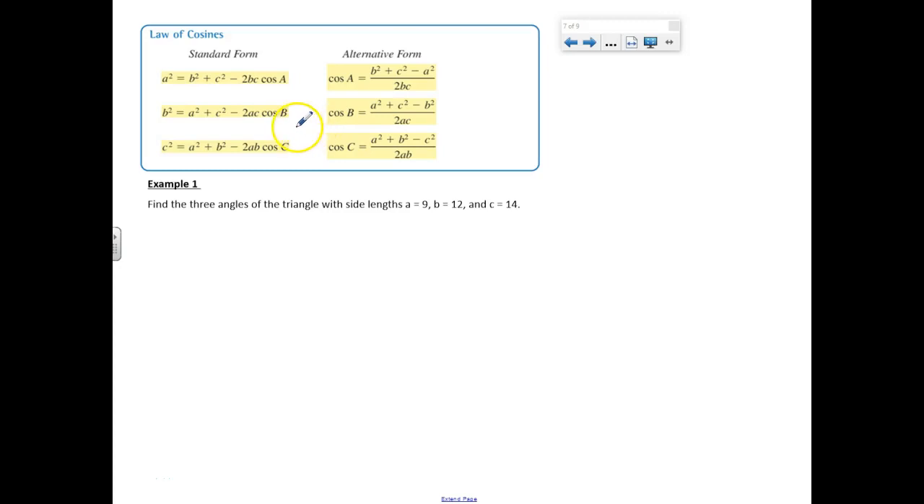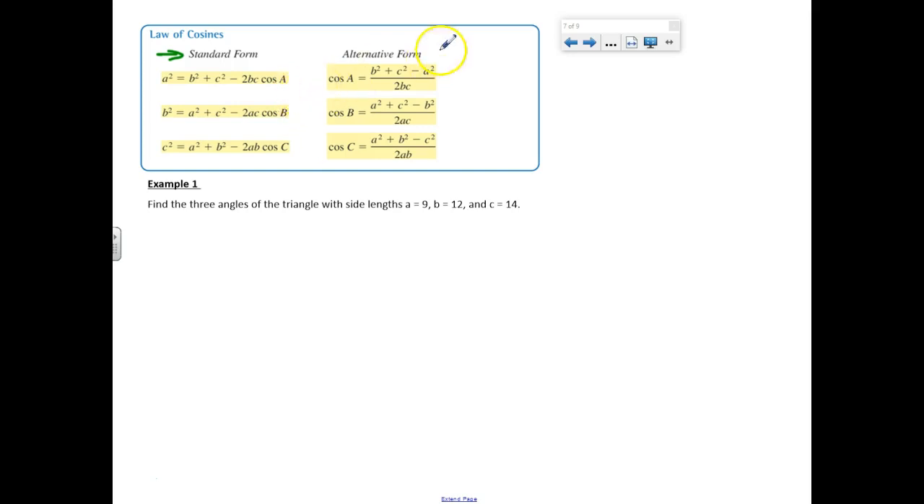Hello guys, we are going to take a look at the law of cosine. In class you are able to discover the standard form of law of cosine. This will be the form that will be given to you on the final exam.